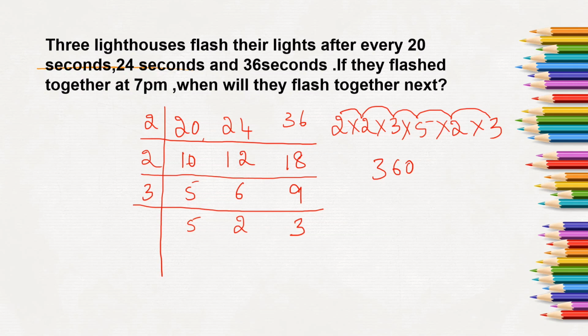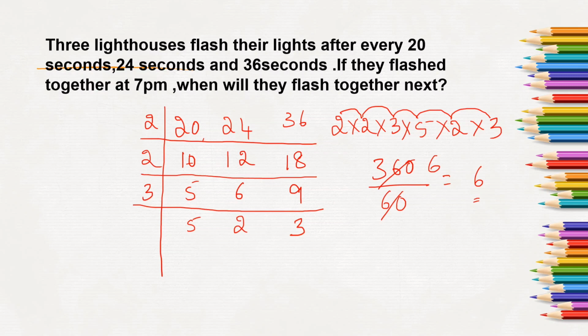To find out the time of the next flash together, we have to convert 360 seconds to minutes. So 60 seconds is equal to 1 minute, right? So we'll divide 360 by 60. 6 times 60 is 360. So we got 6 as the answer here.